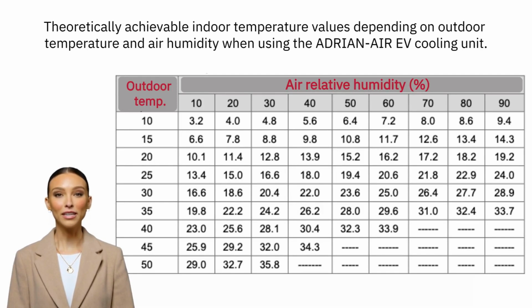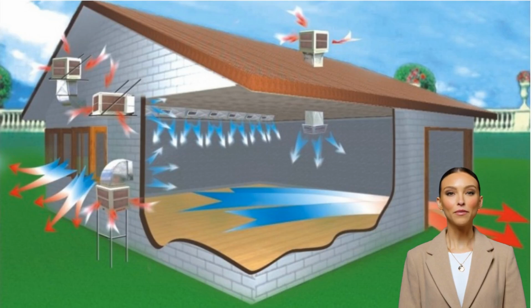The system works best in drier climates, but a properly designed system will ensure reliable cooling even in moderately humid areas. Its uses are diverse, ranging from production halls and warehouses to sports facilities and food service operations. The cooling unit can be installed in 3 different ways.